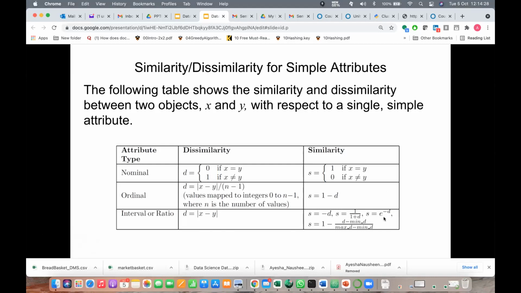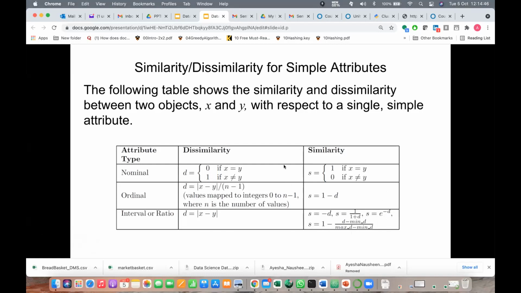s equal to e power minus d. s equal to 1 minus (d minus min d) by (max d minus min d), scaling this. So you need to go through all these things again from the textbook. You will get more examples there to understand these things.